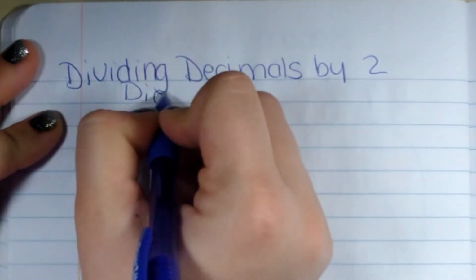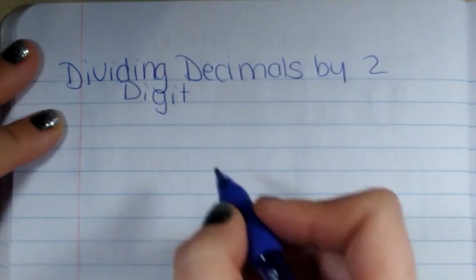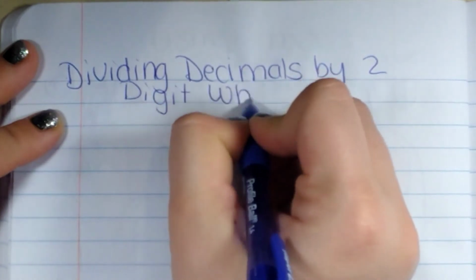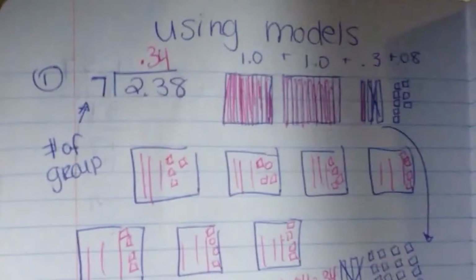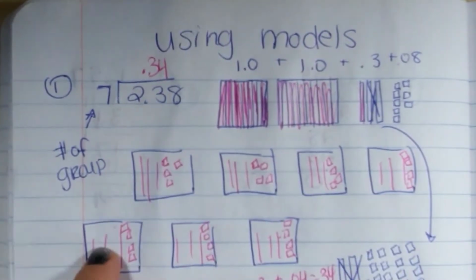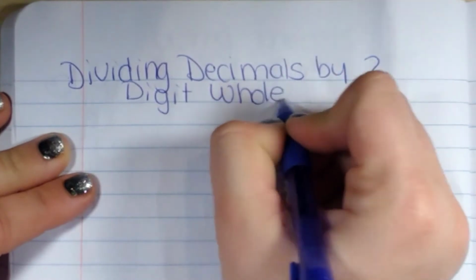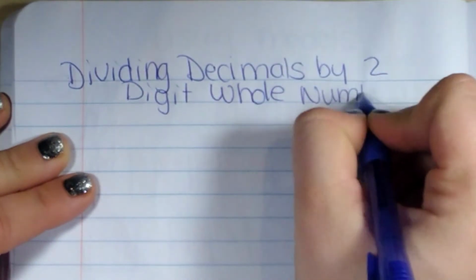And we're not going to be using models because that would be a lot of boxes like we did earlier. This would be the number that we're dividing by. Anything above 9 would be just way too many groups. So we're going to do it this way.